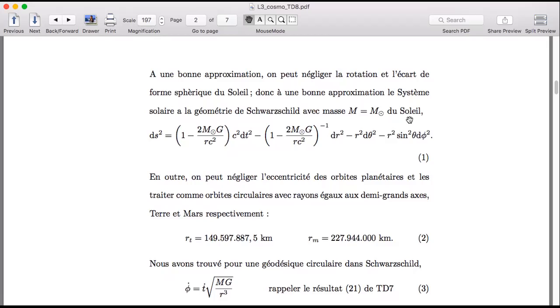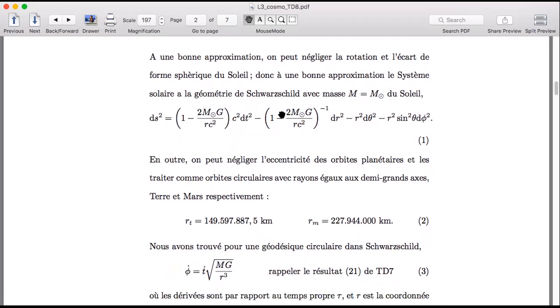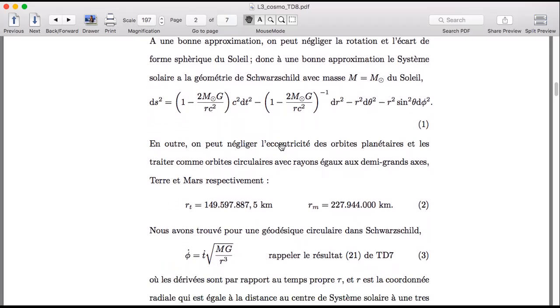It's rotating at about one period every 25 to 30 days, depending on what part of the sun you're talking about. But we're going to ignore that rotation, and otherwise we'd have a more complicated space-time. But this is the dominant effect, just the Schwarzschild type space-time.